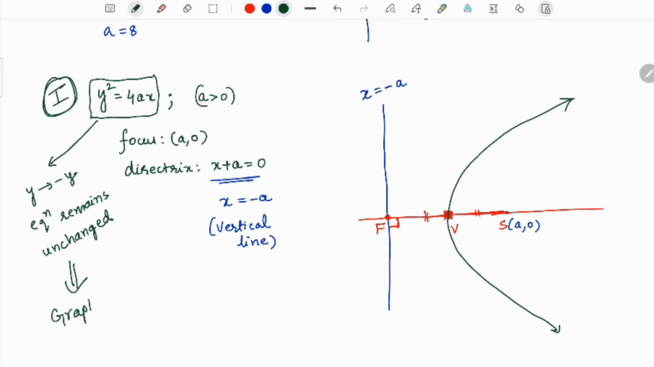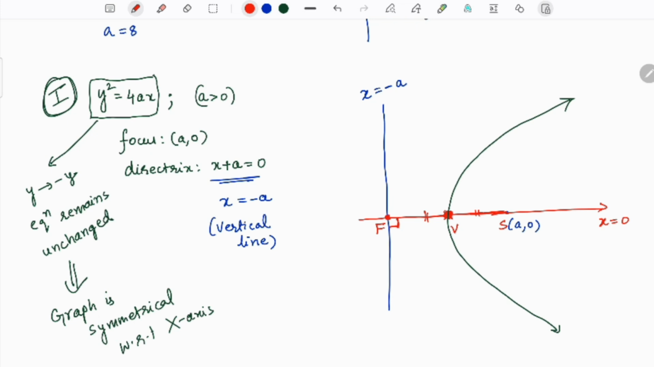Graph is symmetrical with respect to x-axis. So same thing is happening here. In place of y, even if I put minus y, I'm going to get the same equation. That means that's why the graph is symmetrical with respect to x-axis.